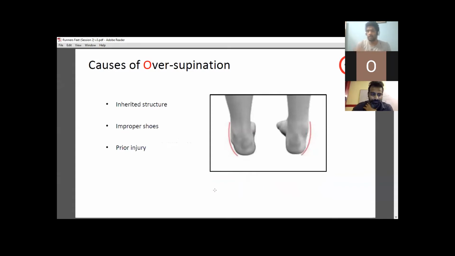It can be due to unusual fusion of the bones or a little tight contraction of the muscles. Improper shoes is, in fact, I feel this might be one of the most common reasons out there, because very often people tend to have this.